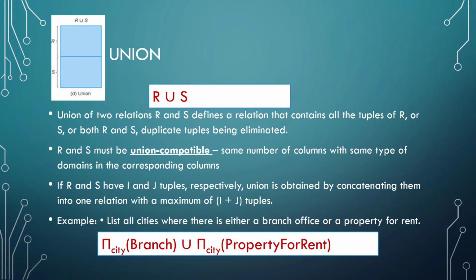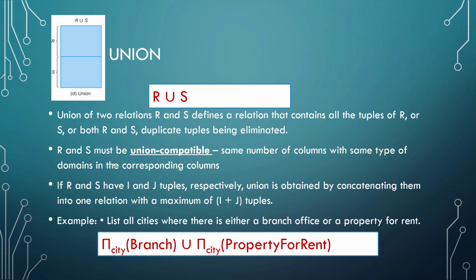The union operation is a binary operation, meaning that it requires two relations, and it's very similar to the union of a set. Here we have one relation R and one relation S, and the union is just the combination of both of these. Duplicate rows are eliminated.